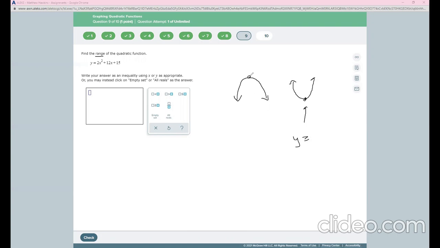If it's negative and we have a maximum, then all of our y values will be less than or equal to our vertex number. So let's go ahead and find our vertex number. We can already tell this one is a positive, so it's going to wind up being y is greater than or equal to, and we just need to find our y coordinate of the vertex. So first, let's find the x coordinate of the vertex using x equals -b over 2a.